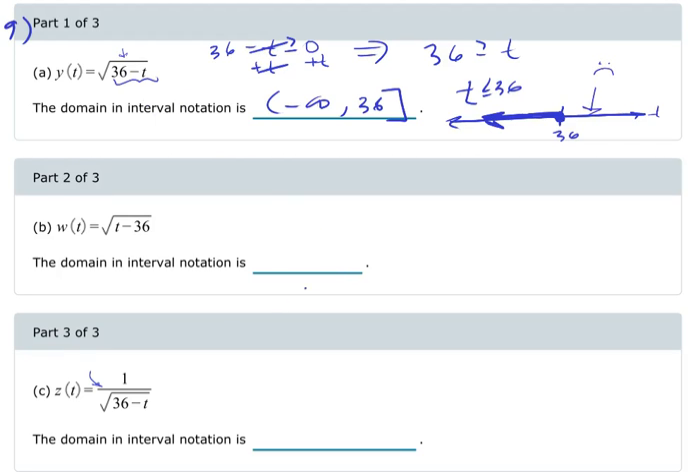And what about this next one? It's still a square root, and we want to ensure that this stuff inside the square root is greater than or equal to 0, so we find out which t values will satisfy this inequality, where t minus 36 is greater than or equal to 0. And this time, instead of adding t, what about we add 36? That will cancel this one, and then it will go t is greater than or equal to 36, and that's our domain.